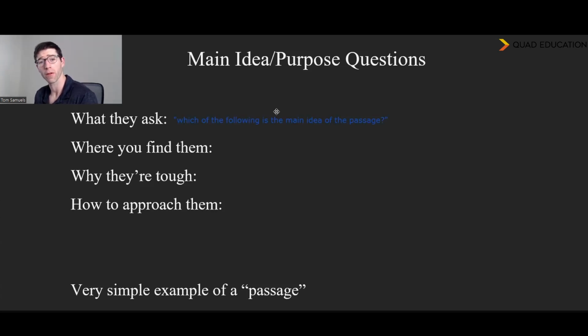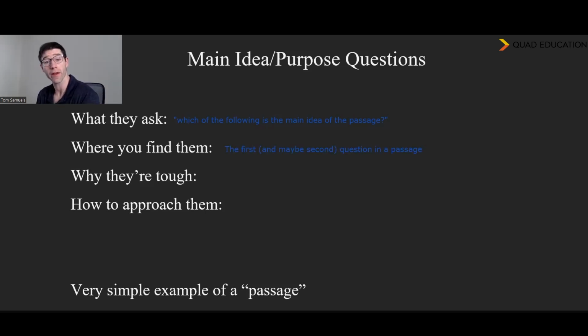So where do we find them? Well, conveniently enough, they're almost always in the same place, which makes them very easy to spot. You see, they're basically always the first and sometimes the second question in the passage. So if you start working through a passage and you immediately see "which of the following is the main idea of the passage," then congratulations, you've found the main idea question.